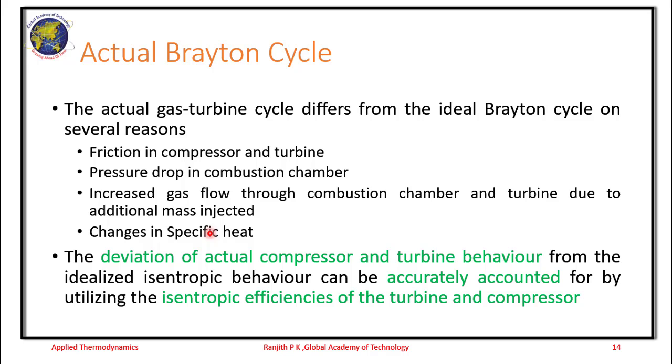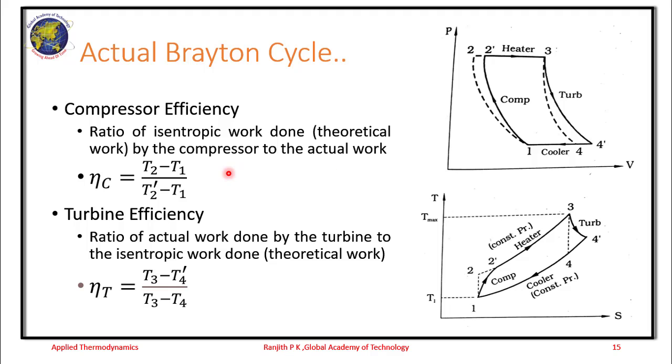We have also taken the specific heat as constant, whereas in actual practice the specific heat varies. This deviation of the actual cycle from the ideal cycle can be accounted for using the isentropic efficiencies of the turbine and the compressor. We are still assuming that the combustion chamber operates at nearly 100% efficiency, hence we are not bringing the isentropic efficiency of the combustion chamber into the picture. The isentropic efficiency of the compressor is given by (T2 minus T1) divided by (T2 dash minus T1), which is the theoretical work by the actual work.